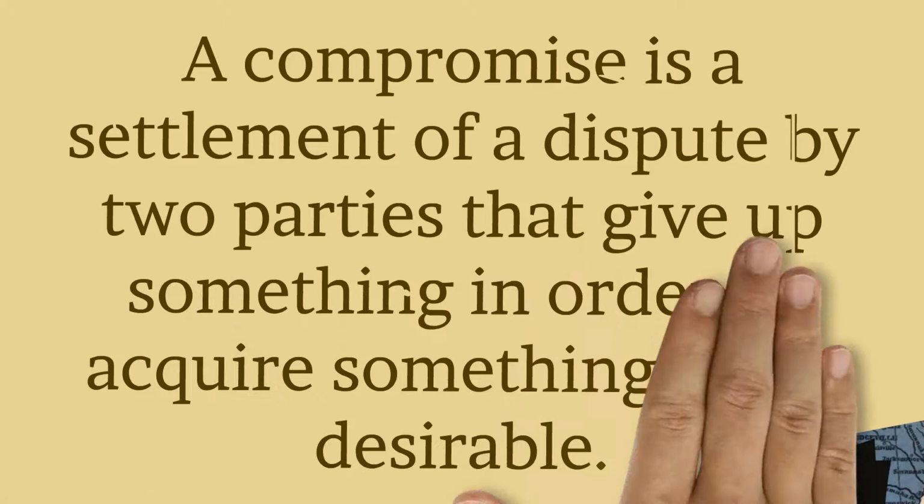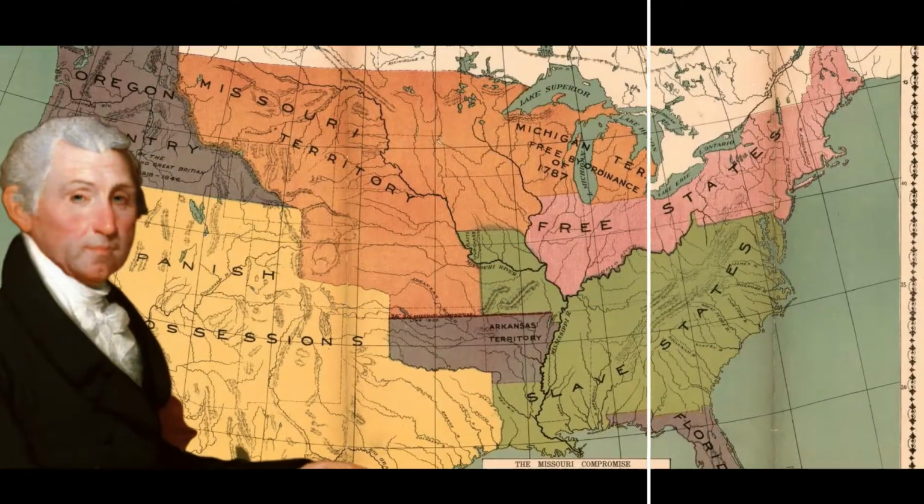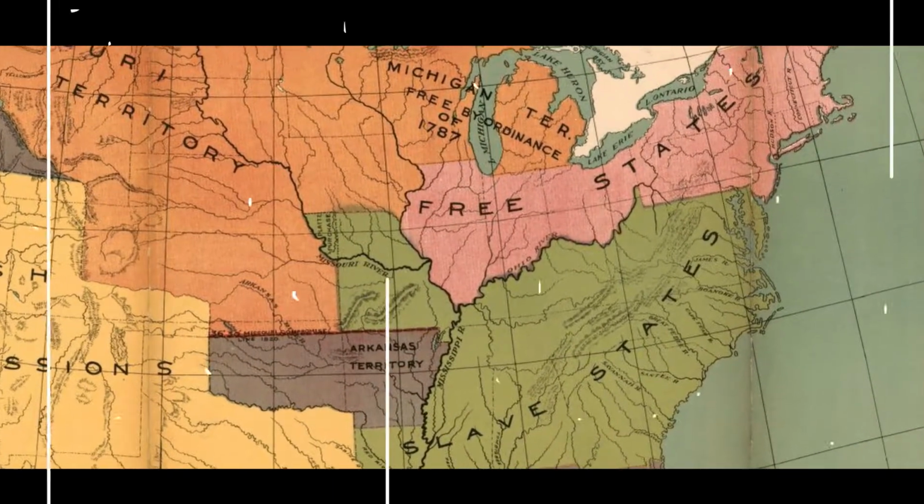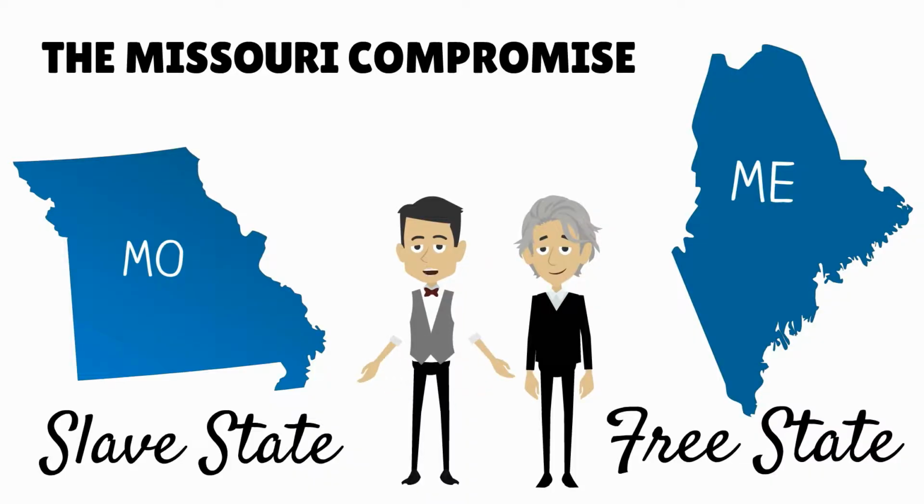A compromise is a settlement of a dispute by two parties that give up something in order to acquire something more desirable. The Missouri Compromise of 1820 brought a temporary settlement in the territorial dispute over slavery. Missouri would join the United States as a slave state. The territory of Maine, in America's Northeast, also wanted to join the United States. Maine would enter the United States as a free state.